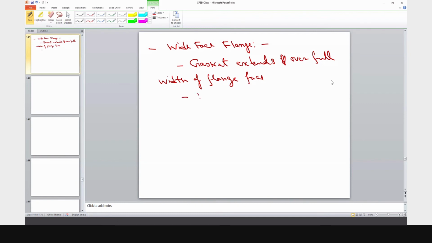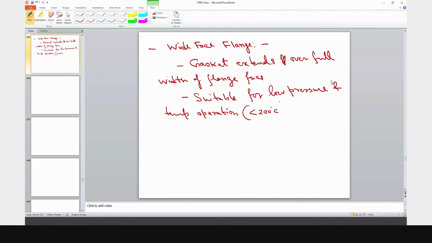It is suitable for low pressure and temperature operation, less than 200 degrees Celsius and 20 kg per centimeter square pressure.